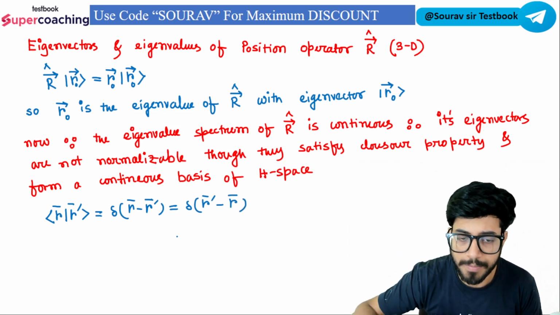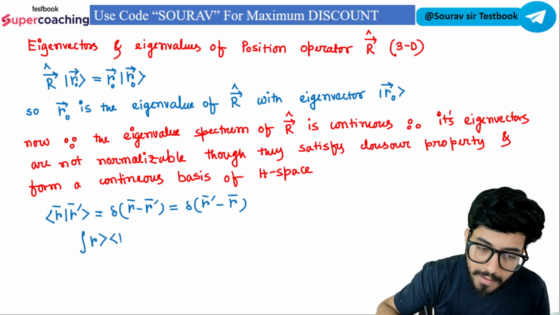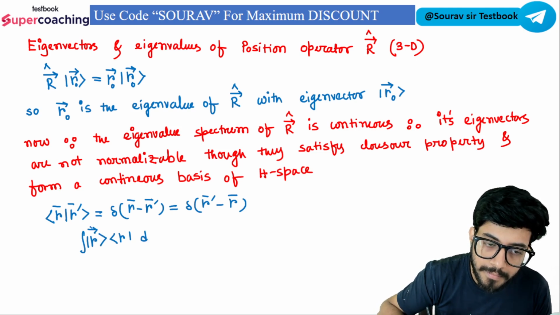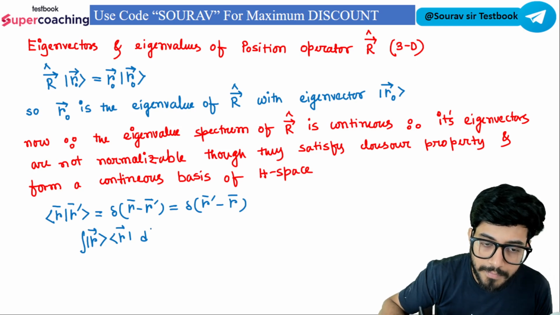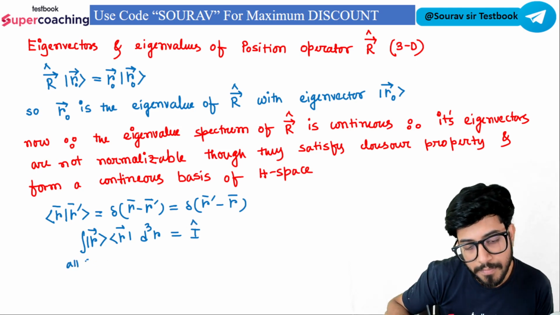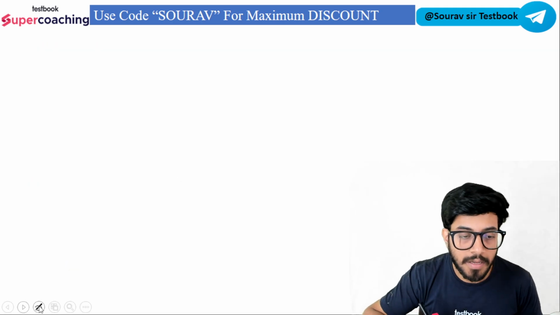And what do you mean by the closure property? Integration R dq R dq bar should be equals to I cap over all space. That thing has to be satisfied.